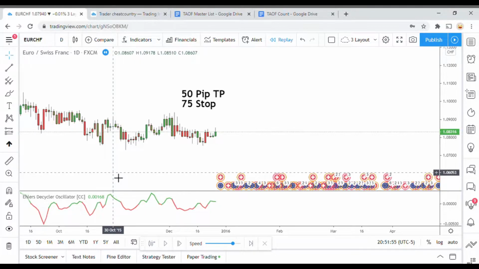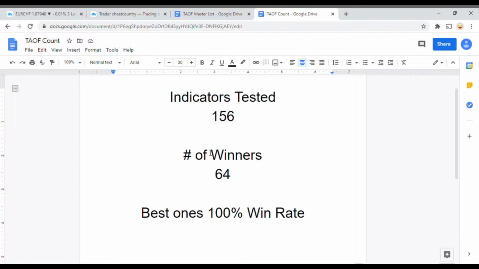Alright, as I said, today we will be testing Ehlers Decycler Oscillator indicator. But before we do, I wanted to put the indicator scoreboard up for everyone to see.